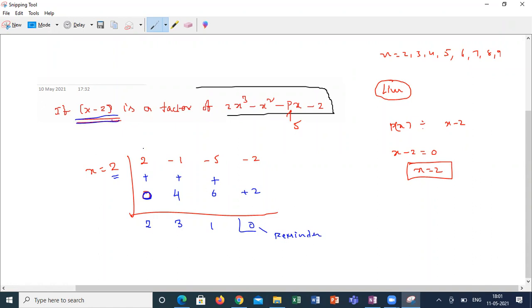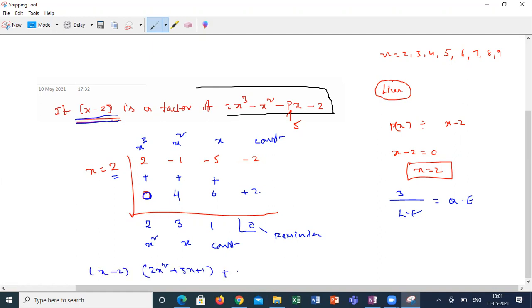So once you get this, this is x cube, this is x square, this is x, and this is constant. And if I am dividing a cubic equation with a linear equation, the answer is a quadratic expression. That's the reason this is the constant, this is the x term, this is the x square term. So 2x square plus 3x plus 1 is the answer. x minus 2 into 2x square plus 3x plus 1 plus 0 is equal to p of x. I am applying the division algorithm here. Is it clear? This is the synthetic division method.